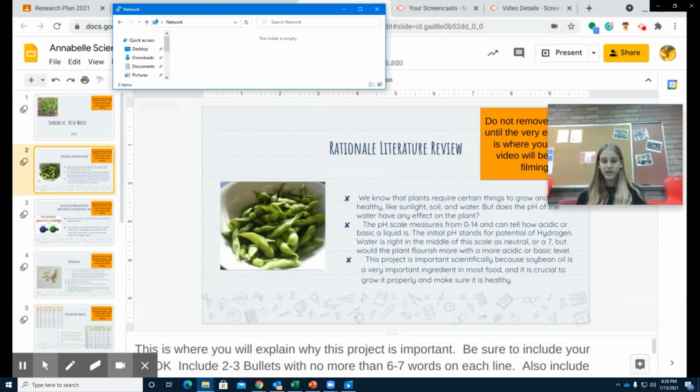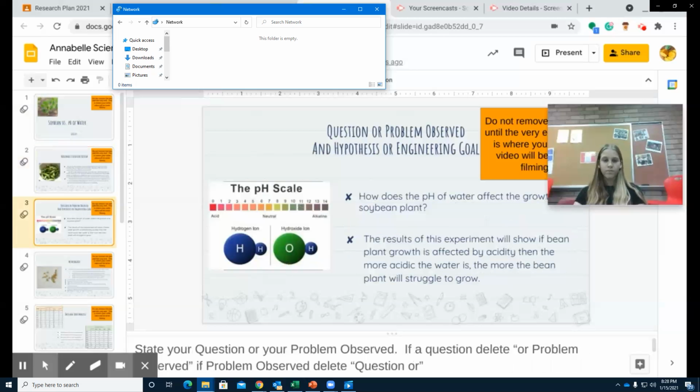This project is important scientifically because soybean oil is a very important ingredient in most foods, and it is crucial to grow it properly and make sure it's healthy. My question is, how does the pH of water affect the growth of a soybean plant? My hypothesis is that the result of this experiment will show that the bean plant growth is affected by acidity, and the more acidic the water is, the more the bean plant will struggle to grow.